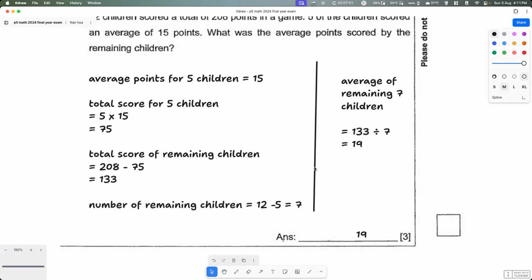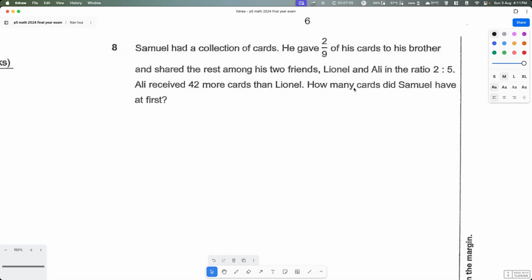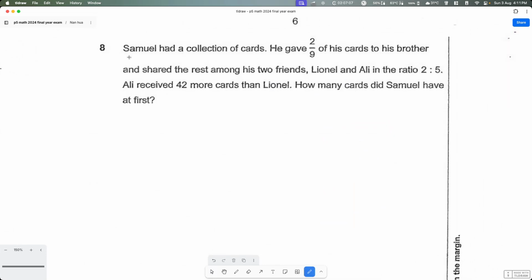All right, gonna move this like this. Let's move on to the next question. Question number 8. Samuel had a collection of cards. He gave 2/9 of his cards to his brother and shared the rest among his two friends, Lionel and Ali, in the ratio of 2 is to 5. Ali received 42 more cards than Lionel. How many cards did Samuel have at first?